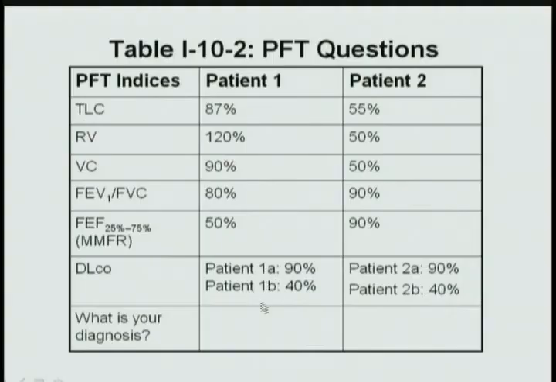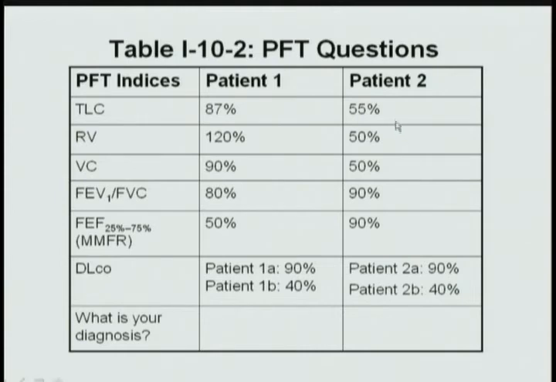Patient 1B, right here, look at this. This could only be one thing. What is the obstructive disease that has a problem with oxygen going through the alveoli? And we said there's only one, and that's emphysema. So a patient with an obstructive pattern and a low DLCO, 40% of predicted right here, this patient has emphysema. End of story. Let's go to patient number 2.